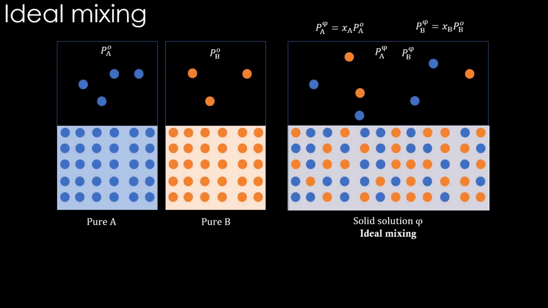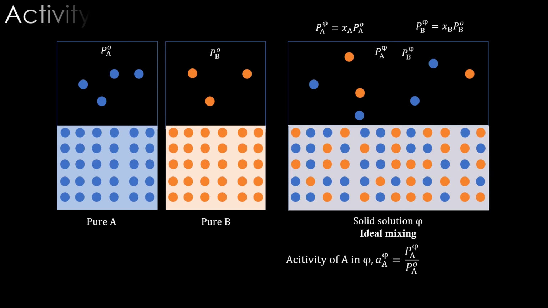Let's consider the ideal mixing case again. No interaction between A and B. This ratio PA phi to PA standard, this is called the activity of A in phi, denoted with the letter small a. Substituting the expression for PA phi, we get this ratio to be equal to mole fraction of A. The formula gives a straightforward intuition for activity. Compared to its initial pure state, how active are A atoms in the final state of a solution? This intuition will become more appealing when we see the non-ideal solution cases shortly.